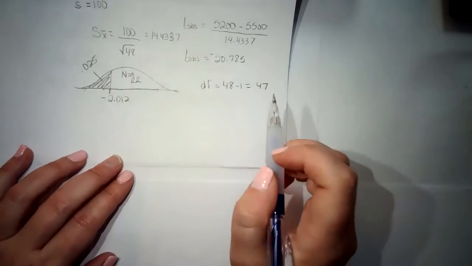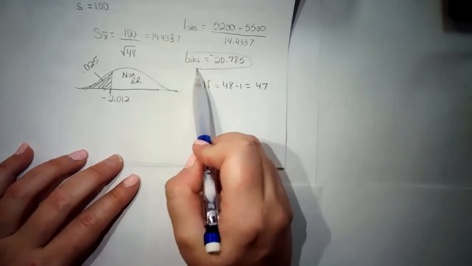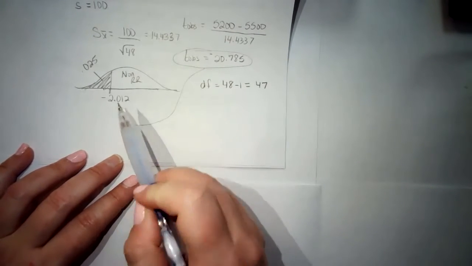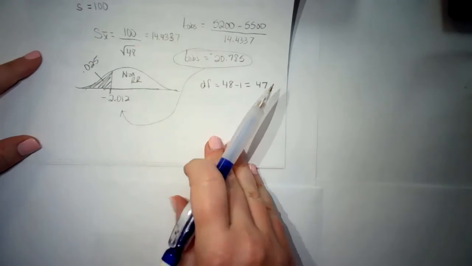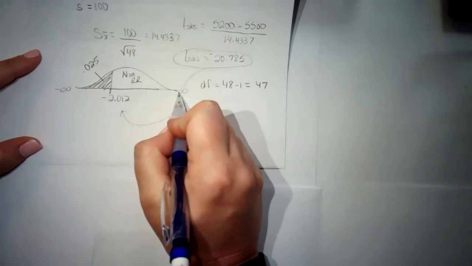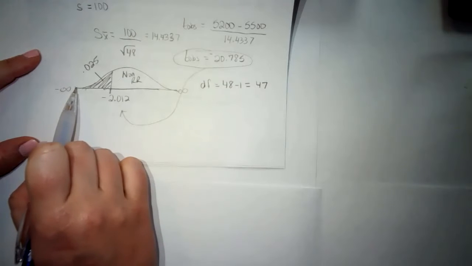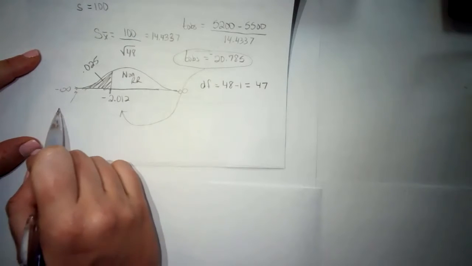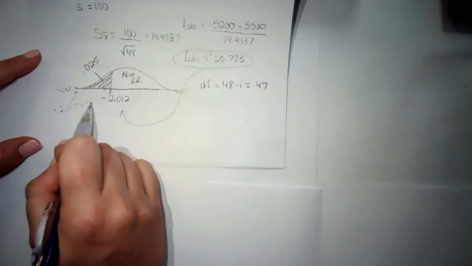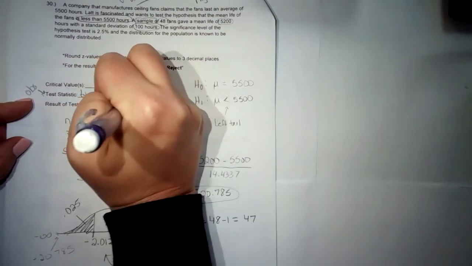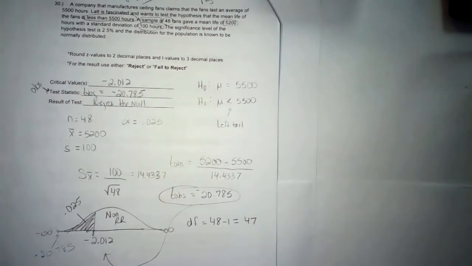All right. Then all that's left to do is compare. I'm going to take this T observed over to here. Where does negative 20.785 fall on this number line? Way out here on the left. It's in a shaded region, and the shaded region means we're going to reject the null. And there you go, that would be 3 parts to that question. Make sure that you get them all. Sound good?